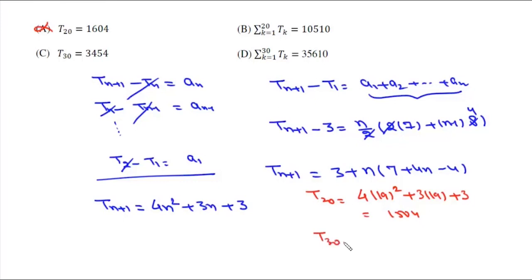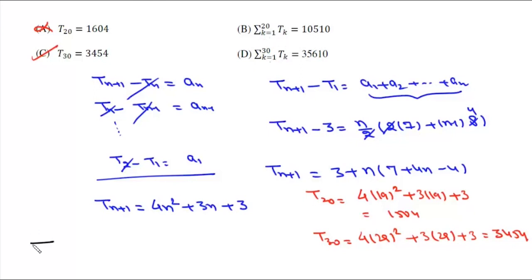And for T30, we'll put n as 29. So it'll be 4 into 29 square plus 3 into 29 plus 3. And this value is 3454. That means this option C is correct. Now we have to find this summation, k varies from 1 to 20 and 1 to 30.